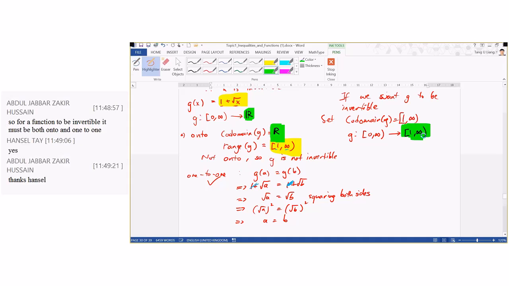Yeah, that's right. So if they want the restricted part, we just need to restrict it until it becomes onto, and also restrict it until it becomes 1 to 1. That's right.